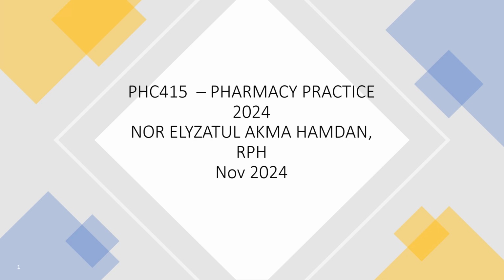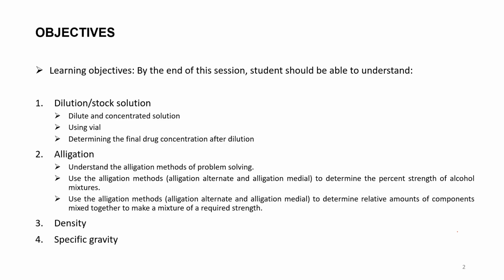So in this topic, you will learn about pharmacy calculation. Under this topic, there will be 4 learning objectives. The first one, you will learn about dilution and stock solutions. You will use one or two formulas to determine the concentration using the vial, and how to determine the final drug concentrations after the dilution.